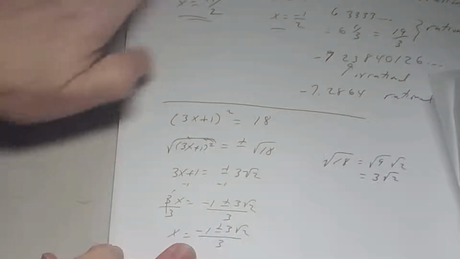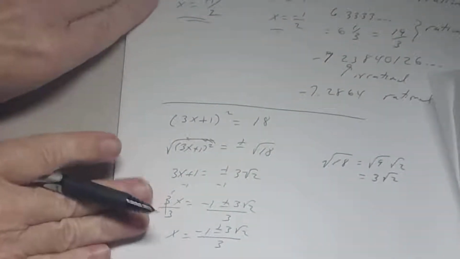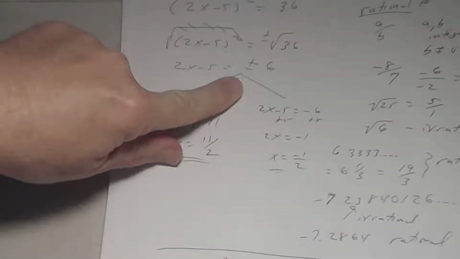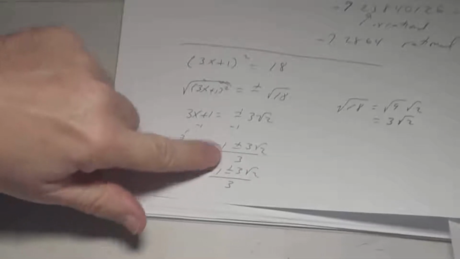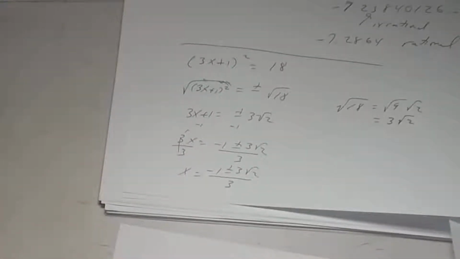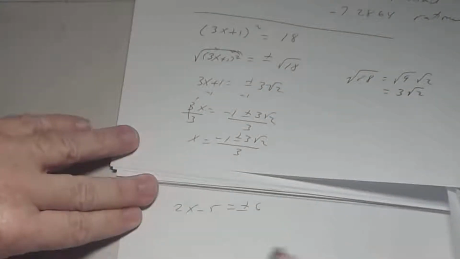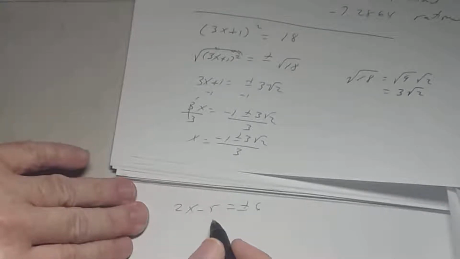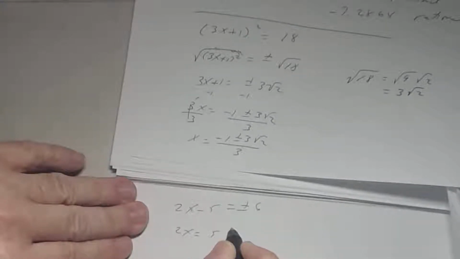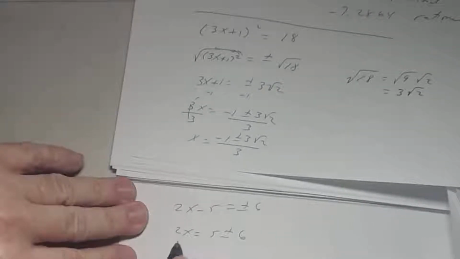Now, let me go back to this right here and show you the similarity between these two. It's not difficult. You remember right here where we had 2x minus 5 equals plus or minus 6? I'm going to make it look like this. So I'm going to add 5 to both sides. I get 2x equals 5 plus or minus 6. Then divide both sides by 2. So I get 5 plus or minus 6 over 2. See, it looks like this, right?